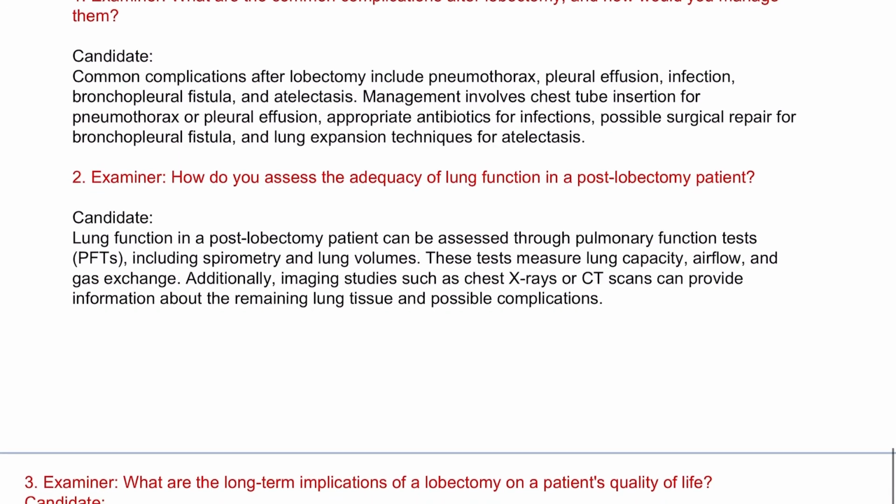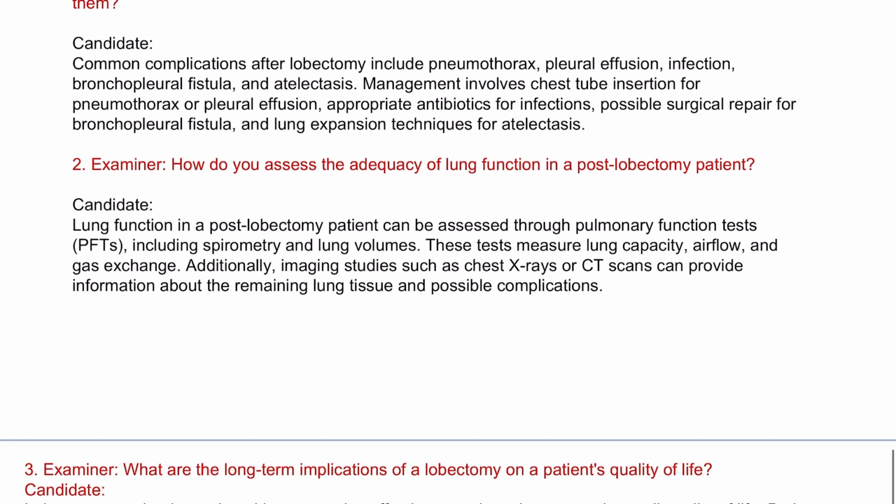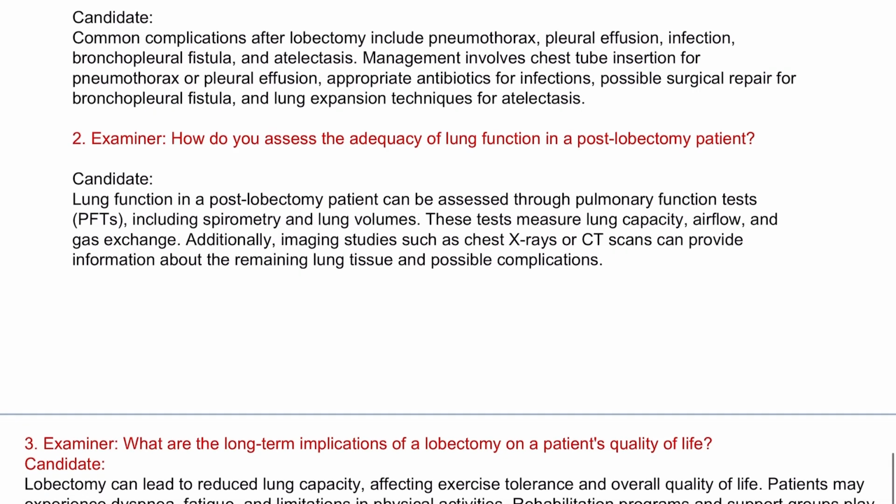Another question which the examiner may ask: how do you assess the adequacy of lung function in a post-lobectomy patient? Lung function in a post-lobectomy patient can be assessed through pulmonary function tests, including spirometry and lung volumes, and these tests measure lung capacity, airflow, and gas exchange. In addition to this, imaging studies such as chest X-ray or CT scan can provide information about the remaining lung tissues and possible complications.